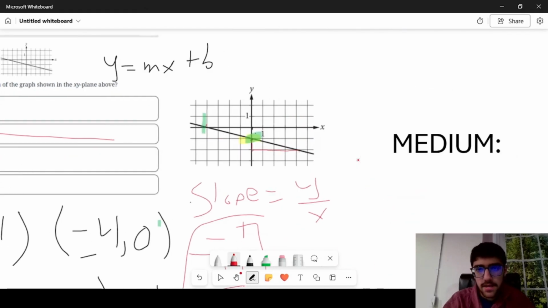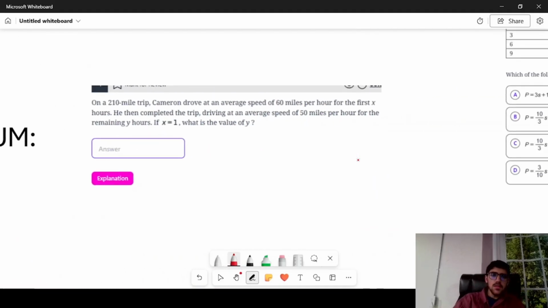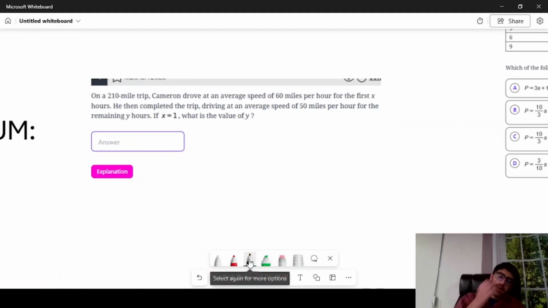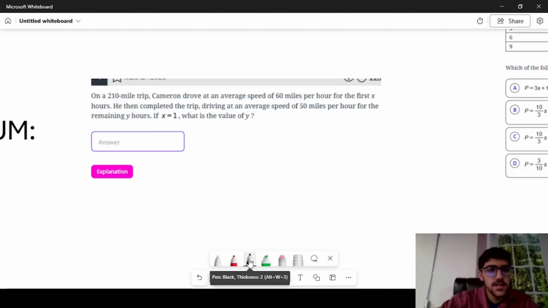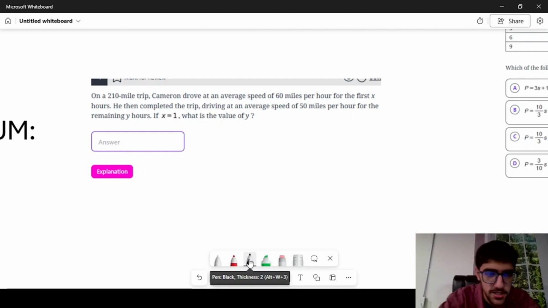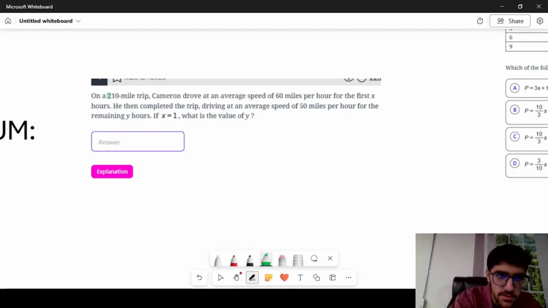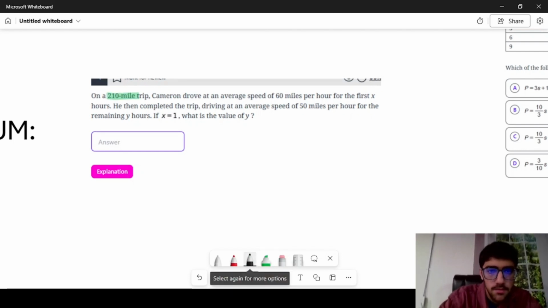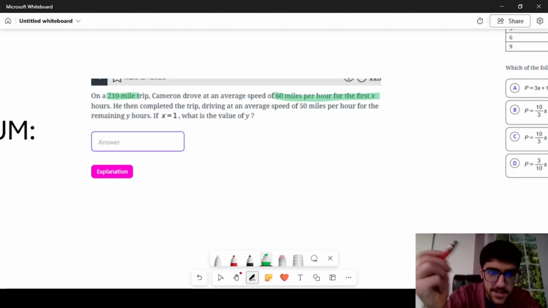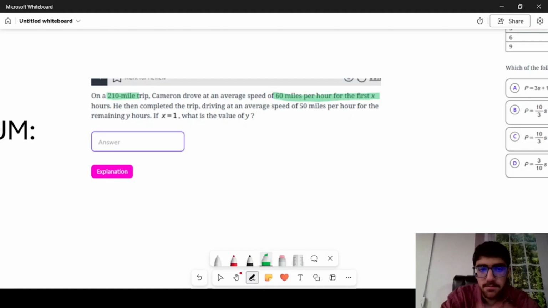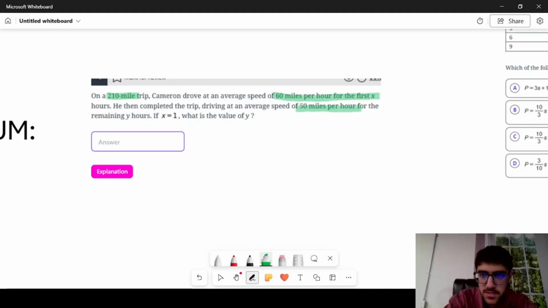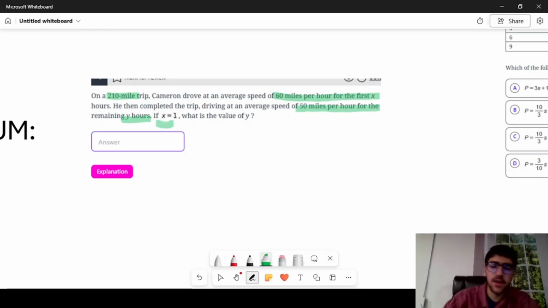Let's move on to the medium questions. This one is an open answer question, but it's still the same thing. Just solve it and put the answer. On a 210-mile trip, so the total miles driven was 210, Caravan drove an average speed of 60 miles per hour for the first X hours, and then completed the trip driving an average speed of 50 miles per hour for the remaining Y hours. If X is equal to 1, what is the value of Y?